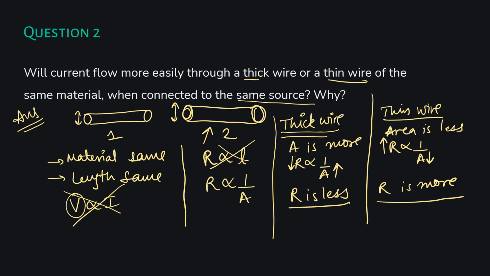Because it is going to provide lesser opposition to the current. It would not say, no, current don't flow. It would say, okay, current, you can flow through me. So, the answer will be that current will flow easily through the thick wire.